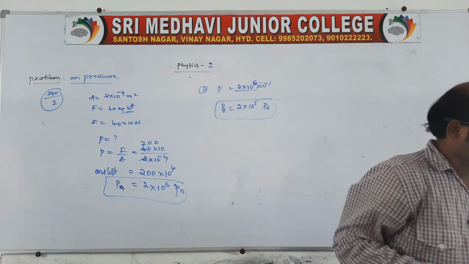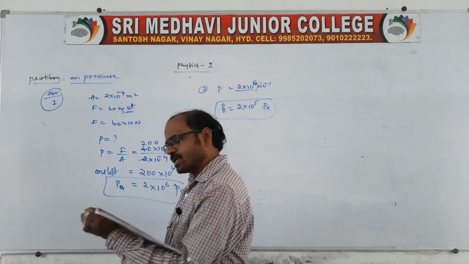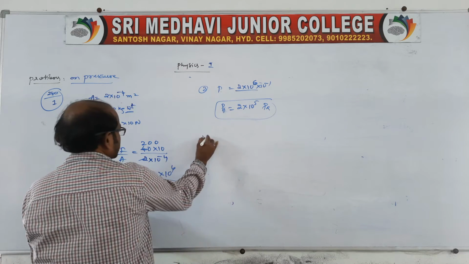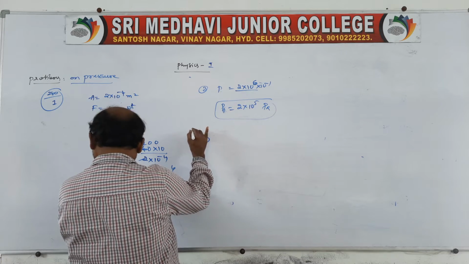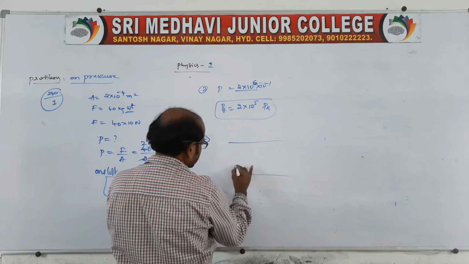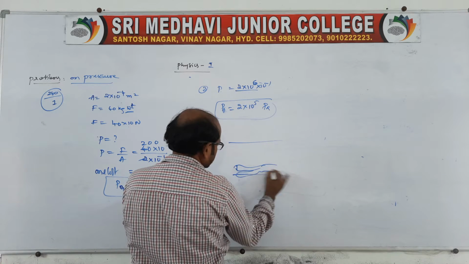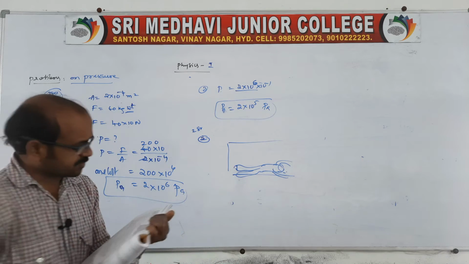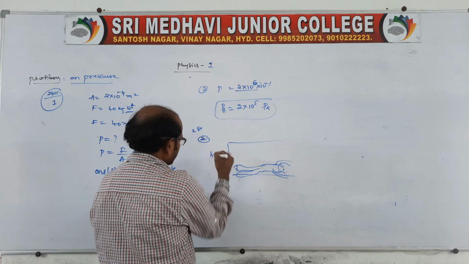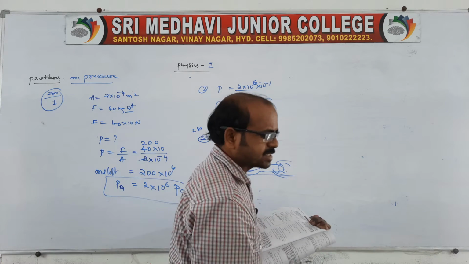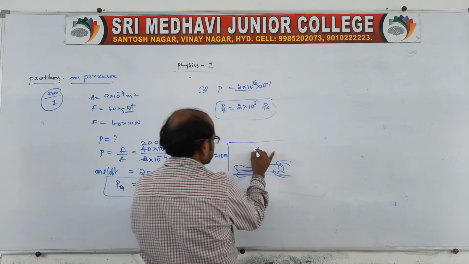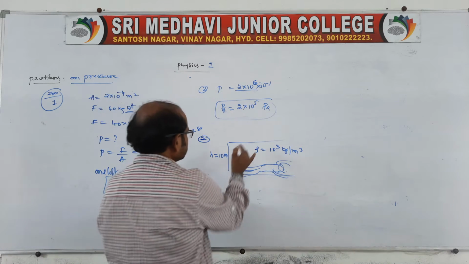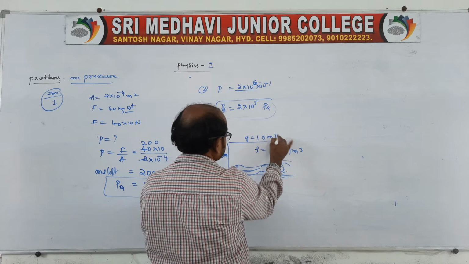This is the first question. Let us go for the second: what is the pressure on a swimmer 10 meter below the surface of a lake. This is the second question on page number 280. The person is swimming inside the lake at a depth of 10 meter. The density of water is given as 10 power 3 kg per meter cube, and the g value is 10 meter per second square.